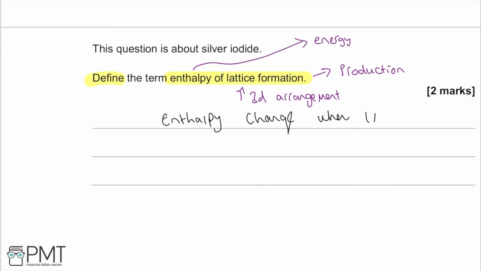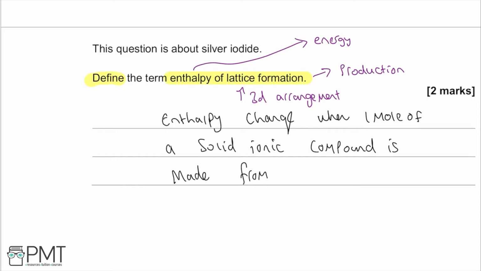So using these 3 key bits of information, if we put all of this together, our definition is the enthalpy change when 1 mole of a solid ionic compound is produced from its gaseous ions.